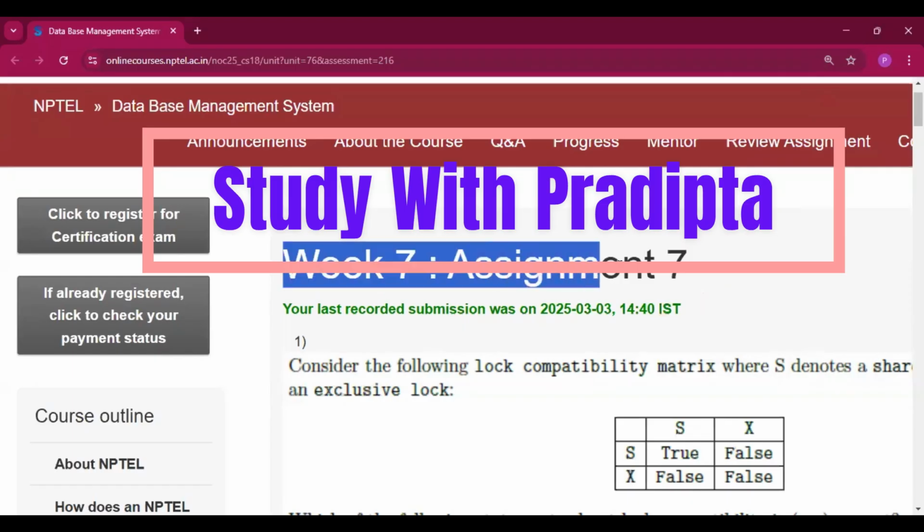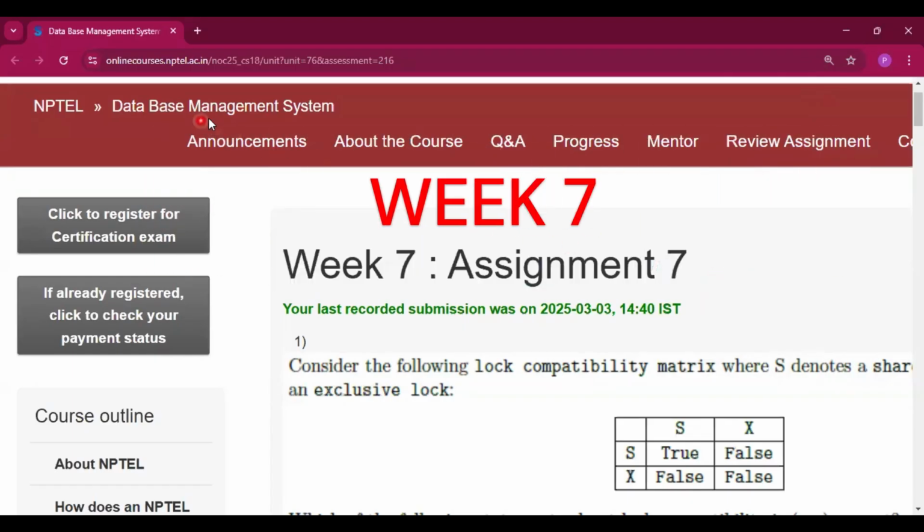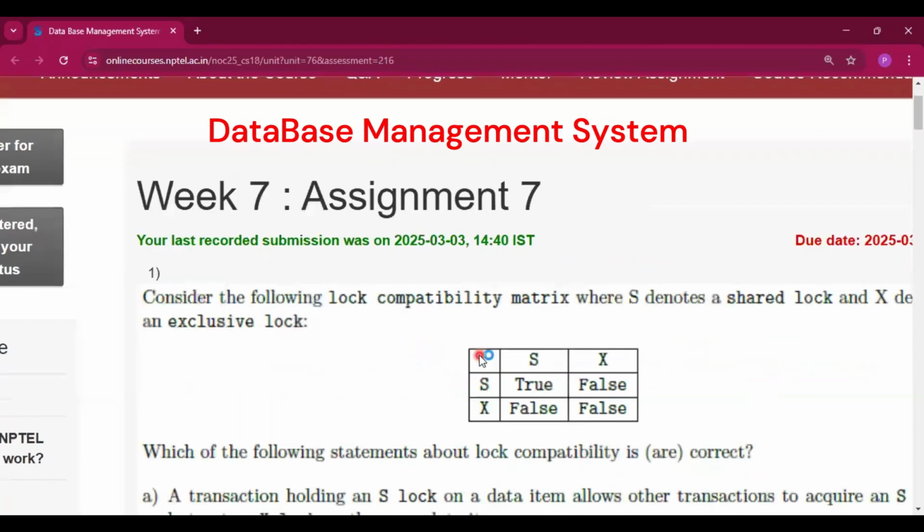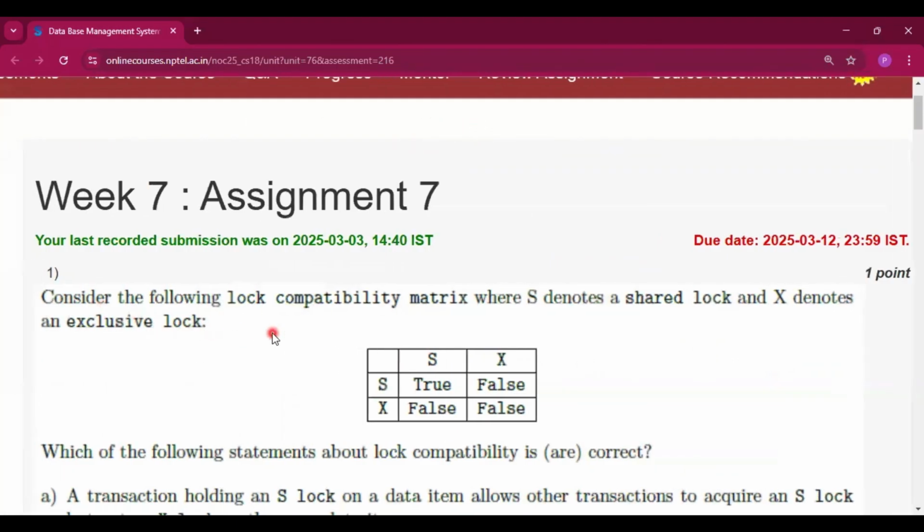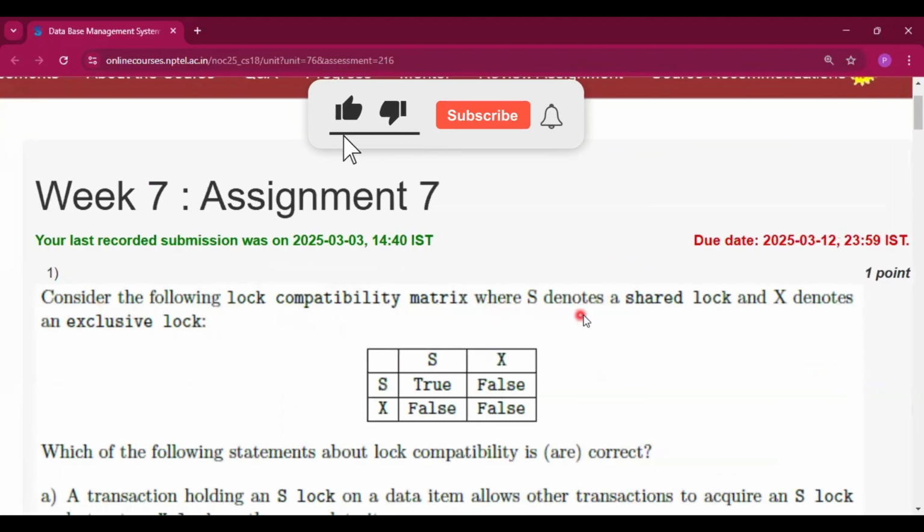Today I will discuss week 7 assignment 7 answers of the course Database Management System. So this is the first question. Consider the following lock compatibility matrix where S denotes a shared lock and X denotes an exclusive lock.